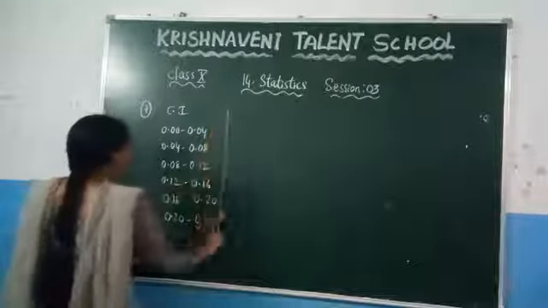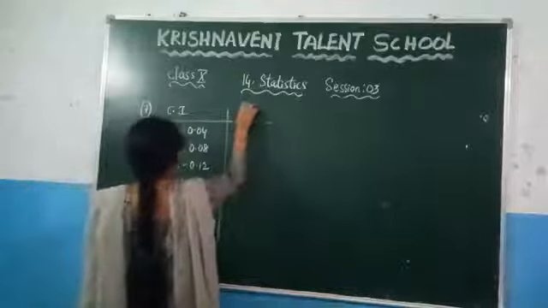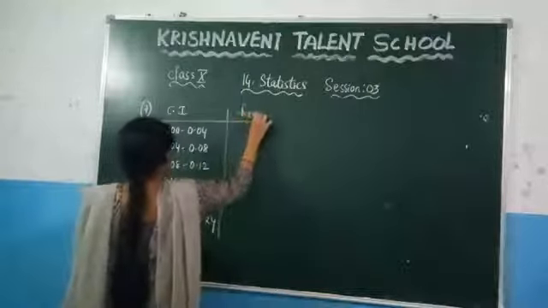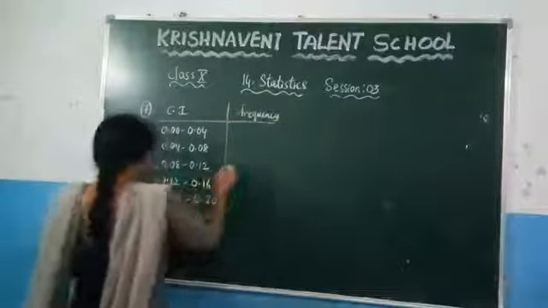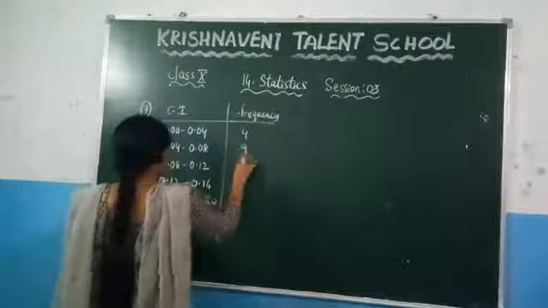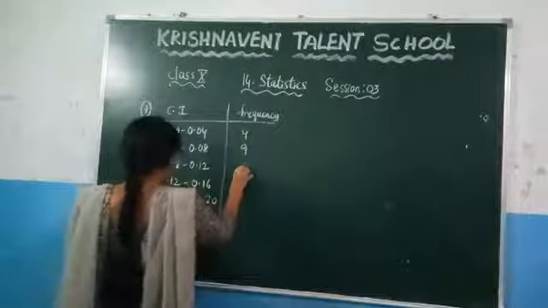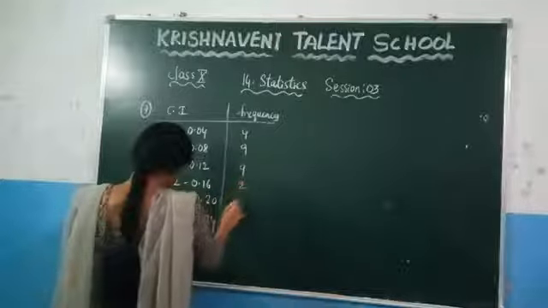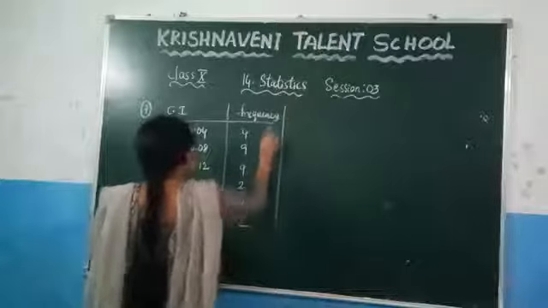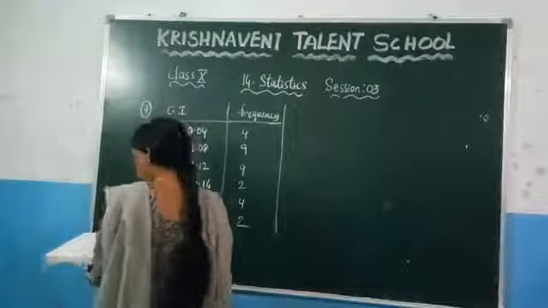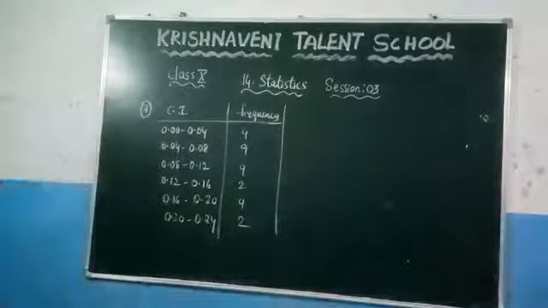These are the class intervals they have given. And what are the frequencies given here? Right, frequency. Here they have given 4, 9, and similarly 9, and after that 2, 4, 2. This is the data they have given.